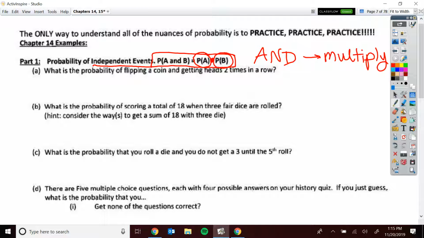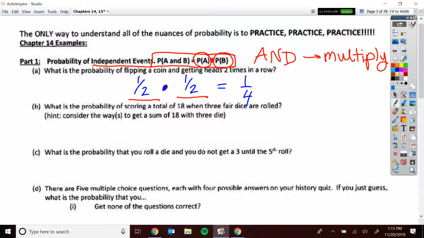Okay. So let's do this. If I want to find the probability of flipping a coin and getting heads 2 times in a row, I have 2 events. The first event and the second event. So I want heads on the first event and heads on the second event. So how does that look mathematically? What's the probability here? Heads on the first one and heads on the second one. That's 1/4.